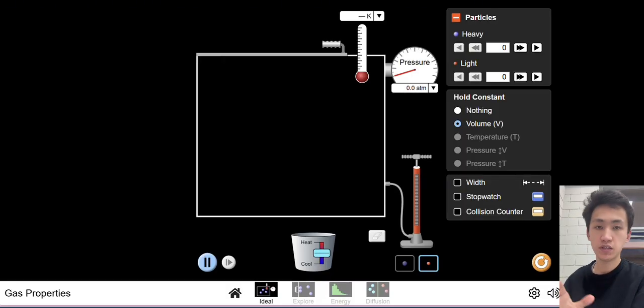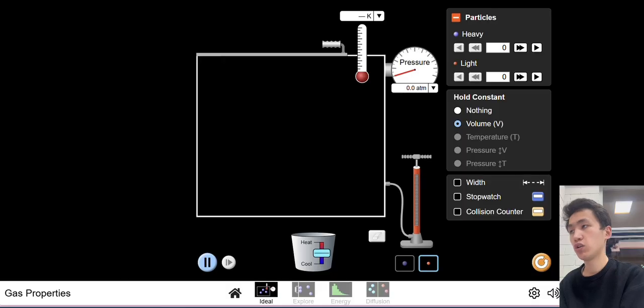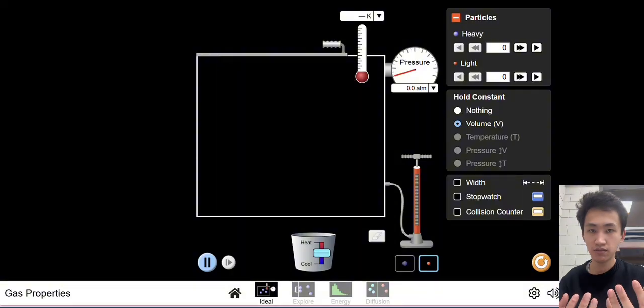In this experiment, I will try to explain the gas properties, ideal gas properties. Firstly, we need to define what an ideal gas is. An ideal gas is a gas that is idealized.